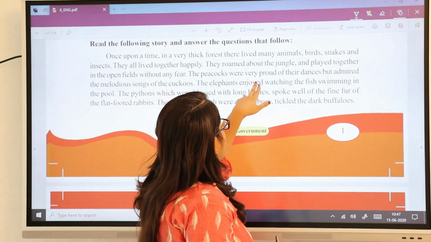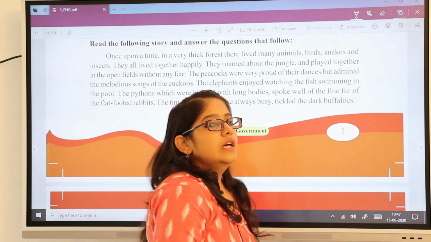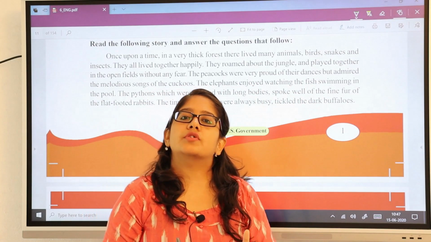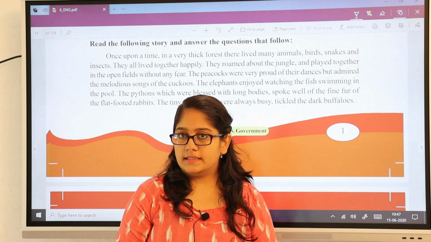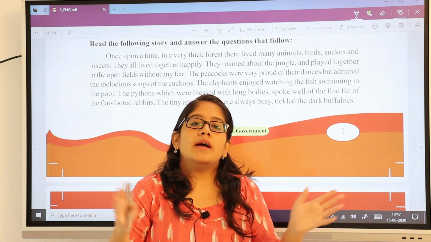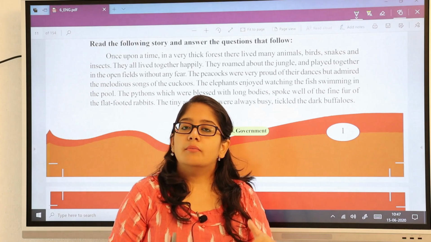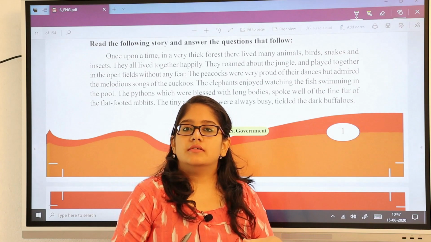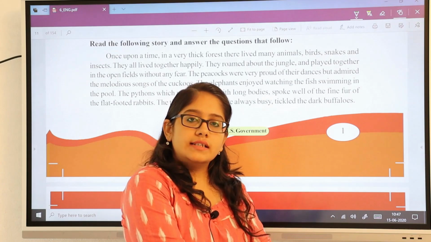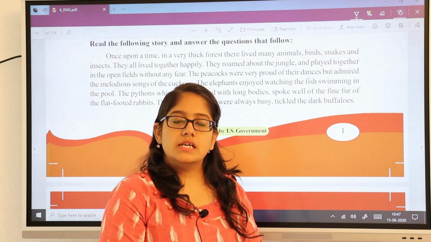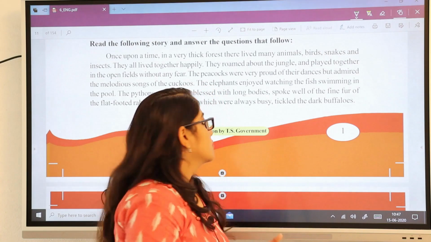The peacocks were very proud of their dances but admired the melodious songs of cuckoos. Now the peacocks, being the most beautiful animals, could have been quite arrogant about their qualities. They could have said, no other bird is as smart or as beautiful as we are. But they did not. They did not just appreciate themselves. They knew how to appreciate the other smaller birds too. They appreciated the melodious voice of cuckoos too.